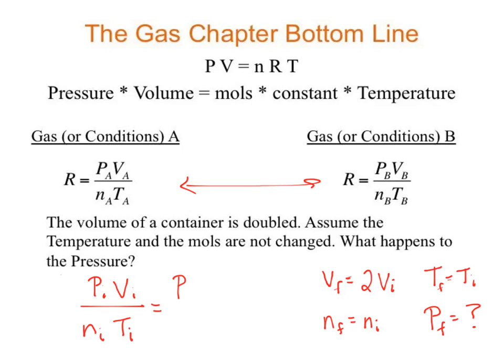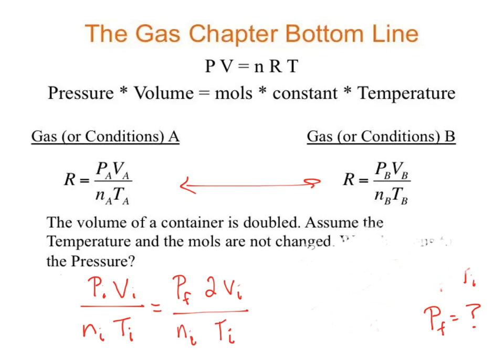My final pressure, my final volume, what did I say my final volume was? 2 times my initial volume divided by my initial moles, or sorry, my final moles, which was the same thing as my initial moles, times my final temperature, which was the same thing as my initial temperature. All of those variables, how can I possibly solve?